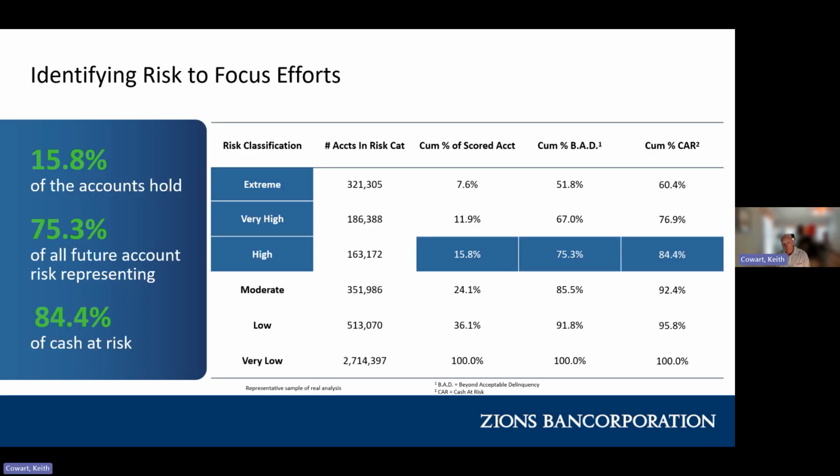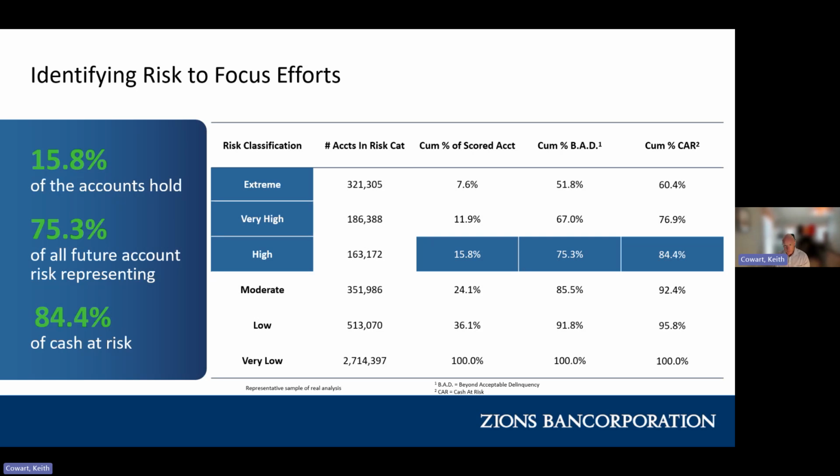So what does that look like from a risk scoring standpoint? If we look at this data, which is a real customer's data, this is how it was broken down into different categories. You can see the risk classification on the left-hand side of the data chart. You have different categories of extreme risk, very high, high, moderate, low, and very low.